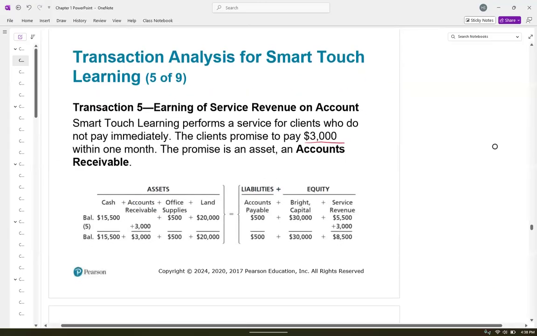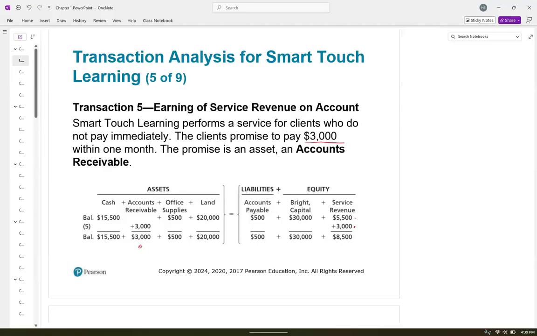So let's come down here. We have this new category, $3,000 for accounts receivable, and we earned revenue. We earned revenue here and we earned revenue there. One of them, we got cash for it. The other one, we got a promise to pay cash. Just because we didn't get the cash on this one does not mean we don't make the entry.